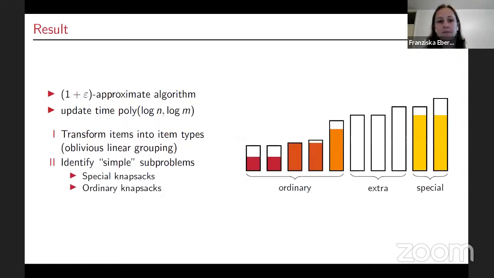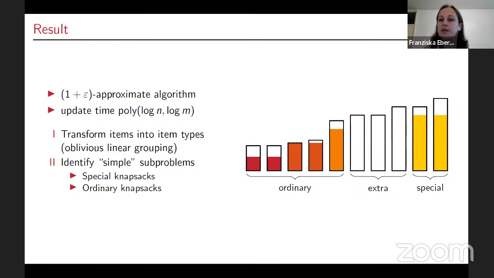Once we have our item types, we now actually identify simpler subproblems and partition our knapsacks accordingly. One group that we consider are what we call special knapsacks. We only have polylogarithmically many of them, but they are the largest of the instance. So we can be pretty explicit in how to actually pack them. And then we have some extra knapsacks.